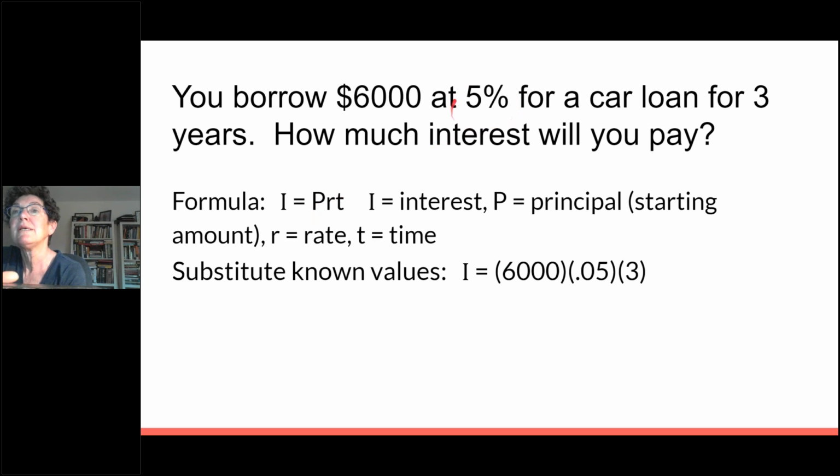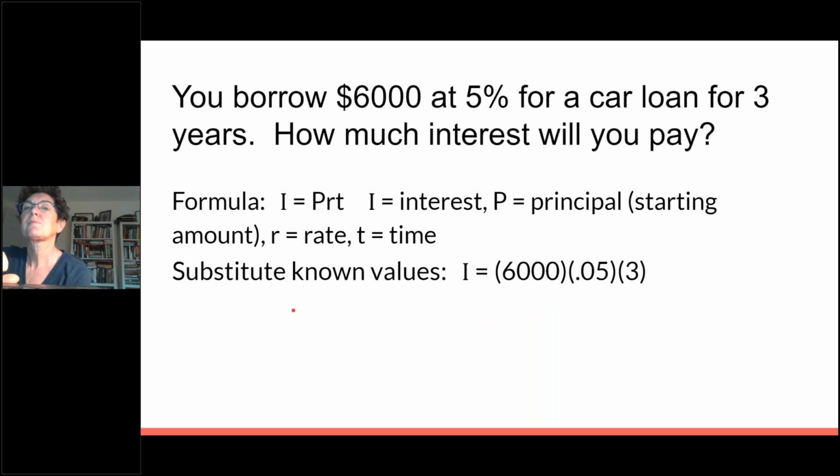The rate is 5%, and we know that 5% is the same as the fraction 5/100. 5/100 is written in decimal format as 0.05. That means 5 is in the hundredths place. That's how we write 5% in decimal form. And then the time is 3 years.